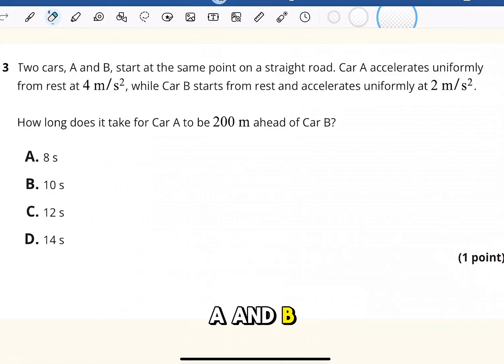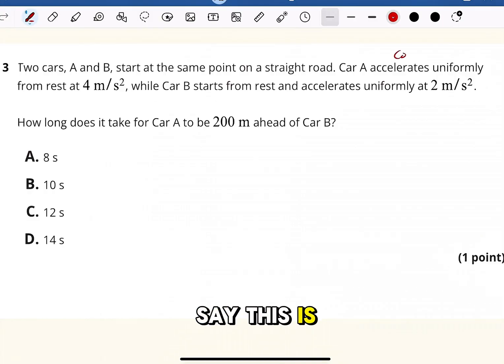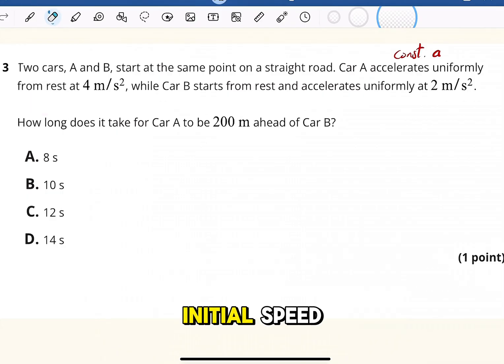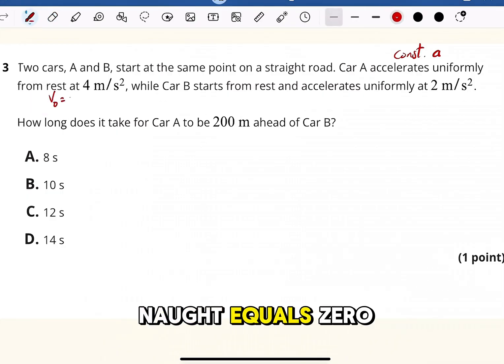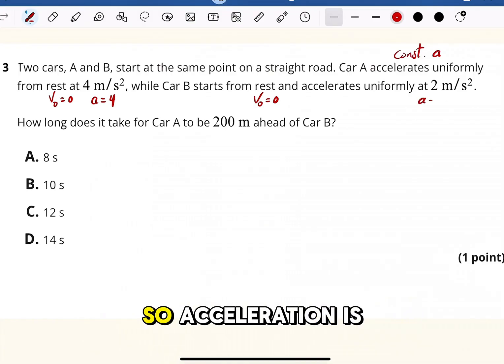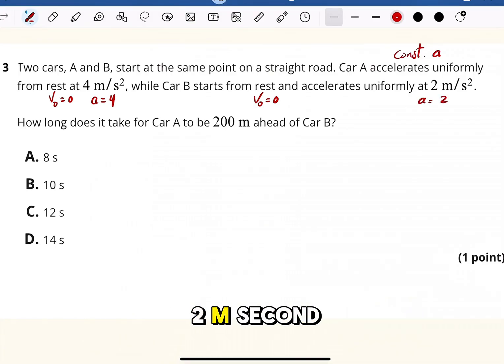Two cars, A and B, start at the same time on a straight road. Car A accelerates uniformly, so I would say this is a constant acceleration. From rest, initial speed v node equals 0, and acceleration is 4, while car B starts from rest, initial speed 0, and accelerates uniformly, so acceleration is 2 meters per second squared. The examiner is asking how long it takes for car A to be 200 meters ahead of car B.